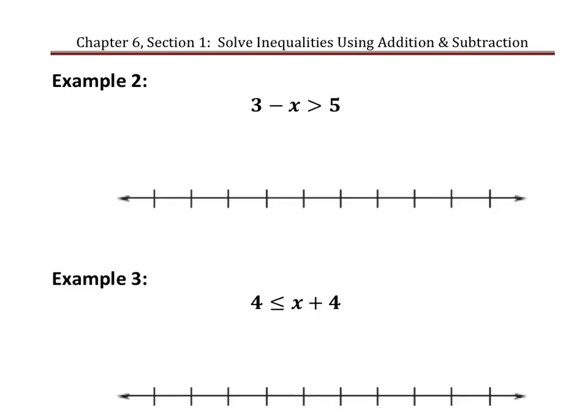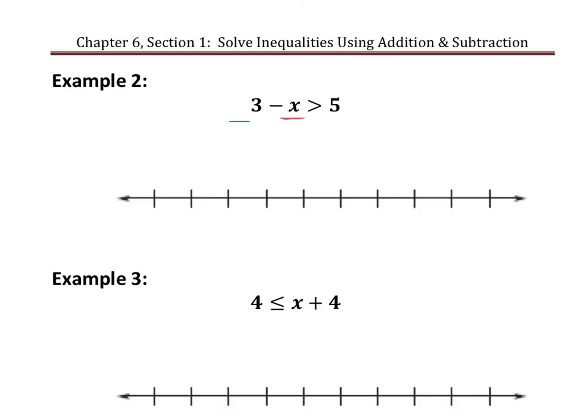Example 2, we have 3 minus x is greater than 5. Well, always, we are going to go directly to our unknown. We have here negative x, and what's happening now? It looks like we're subtracting 3, but we're not subtracting 3. We are adding 3 because the sign in front of the 3 is positive.